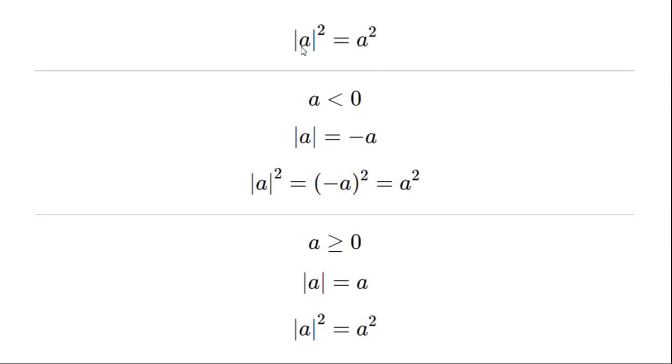The next property that we're going to prove is that the absolute value of a squared is equal to a squared. So if a is less than 0, then the absolute value of a is equal to negative a. So then the absolute value of a squared is equal to negative a squared, which is just a squared. And the next case, a is greater than or equal to 0. That means the absolute value of a is equal to a, and the absolute value of a squared is equal to a squared. So for both cases, we see that the absolute value of a squared is equal to a squared.